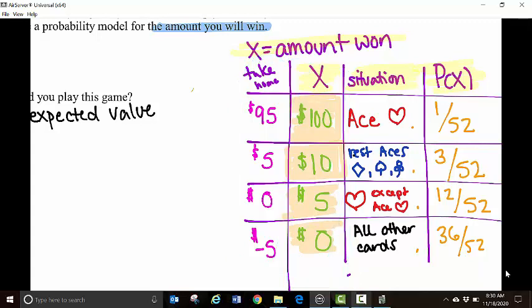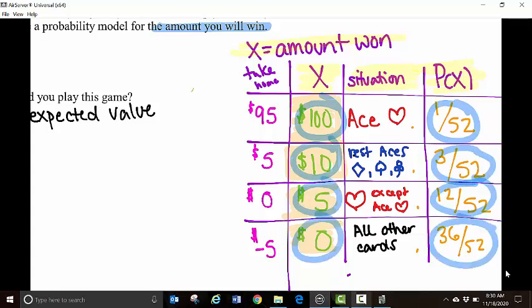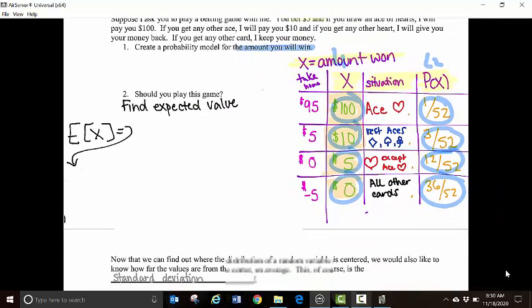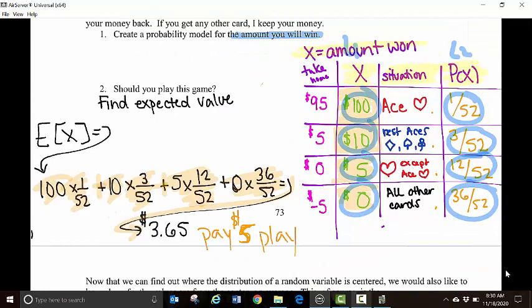Okay, it says find the expected value. Well, the expected value is this times this, plus this times this, plus this times this, plus this times this. Or you could put this in list 1 and this in list 2. If you wanted to shorthand your work, I mean, there's not that many, I'd be okay with you doing like 100 times 1 over 52 plus 0 times 36 out of 52 and giving the answer, okay? But you have to show that you knew what you were doing.